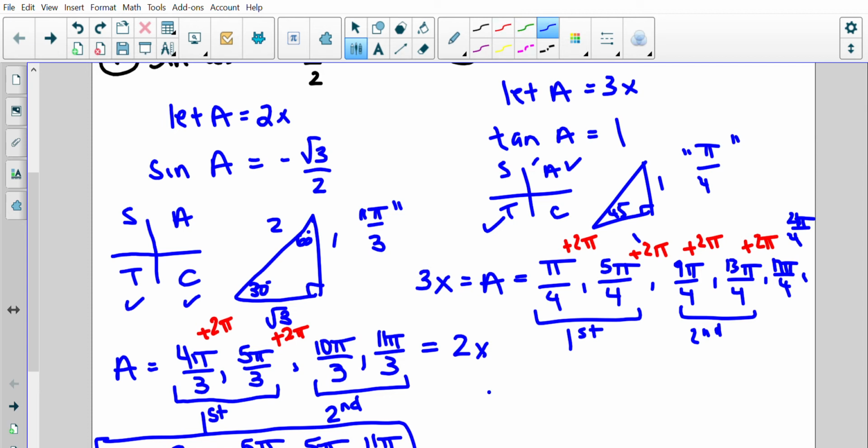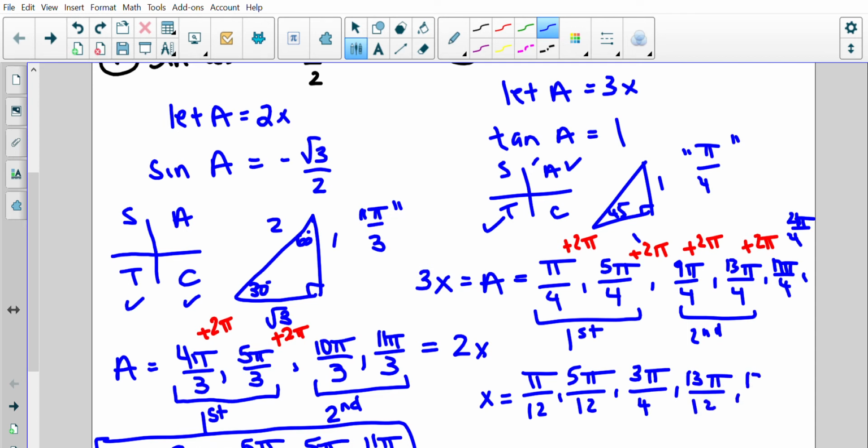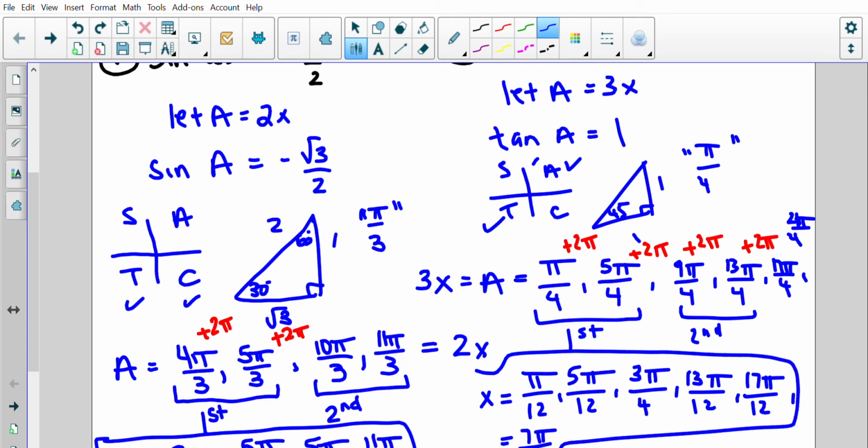So my answers for x are going to be pi over 12, 5 pi over 12, 9 pi over 12, which can be reduced down to 3 pi over 4, 13 pi over 12, 17 pi over 12, and then lastly 21 pi over 12, which can be reduced down to 7 pi over 4. So if it can reduce, I would want you guys to reduce. And then all of these answers would be our answers for number 2.